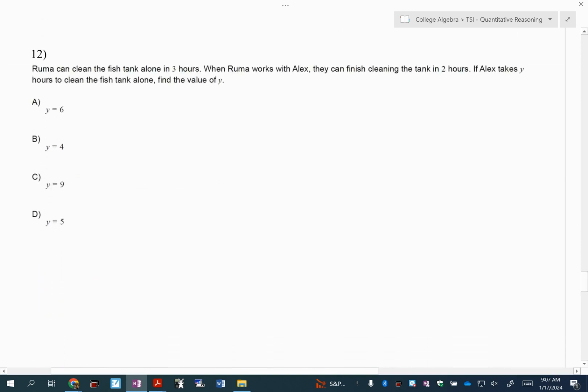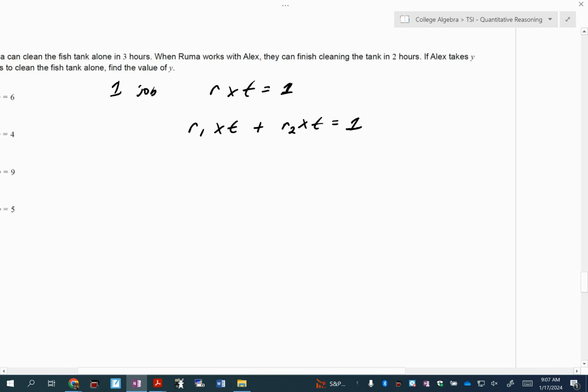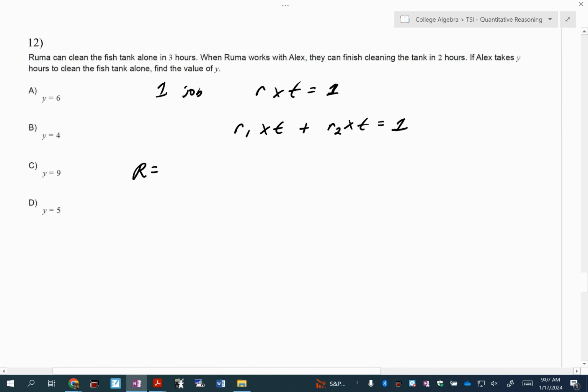Number 12, Ruma can clean the fish tank alone in 3 hours. When Ruma works with Alex, they can finish cleaning the tank in 2 hours. If Alex takes Y hours to clean the fish tank alone, find the value of Y. So the way that you want to think about this is for one job, the rate times the time is equal to how long it takes to do one job. But if you have two people, you have the first person's rate times the time plus the second person's rate times the time will be equal to one job. So the way that I think about this for Ruma, all right, Ruma is cleaning the fish tank alone in 3 hours.